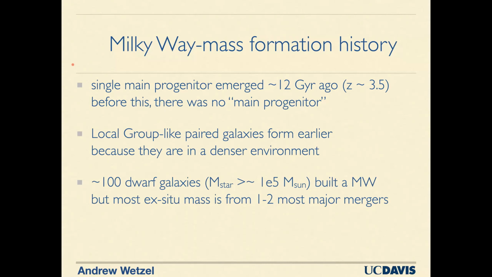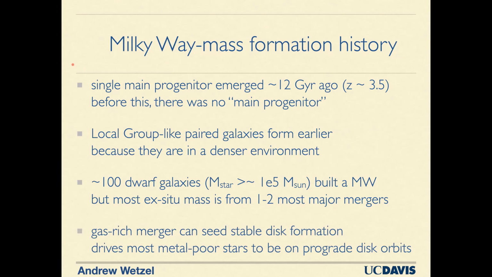And a good number to remember is something like 100 dwarf galaxies of stellar mass 10 to the 5 went into building a typical Milky Way. But don't forget, because of the mass function, most of the mass is weighted to the 1 to 2 most massive major mergers. And because of that, to the extent that these mergers are also gas rich, that helps explain why most metal poor stars in the Milky Way today are on prograde disk orbits, because the same 1 to 2 major mergers that deposited most of the metal poor stars also determine the eventual orientation of the disk of the Milky Way.